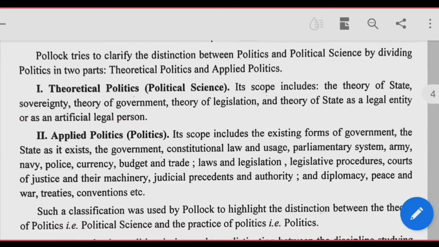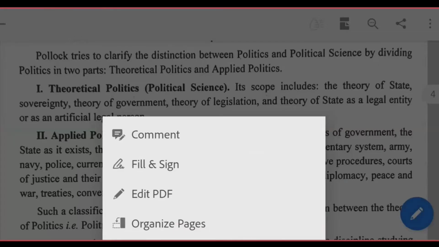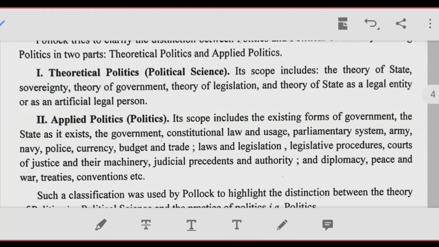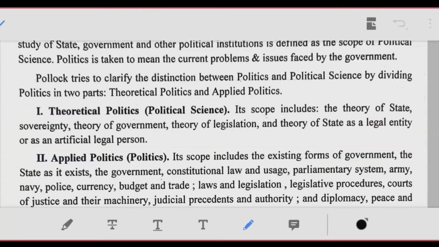So you can see here, Pollock tries to clarify the distinction between politics and political science. So you can see here, politics and political science, these two. What is the difference between politics and political science? So now one by one we will study this.